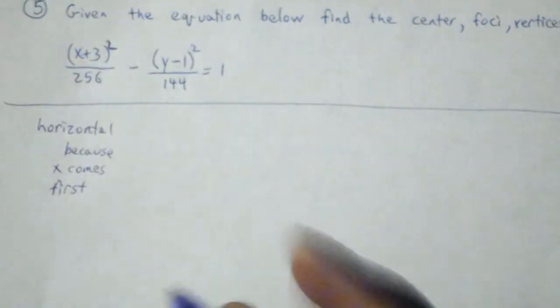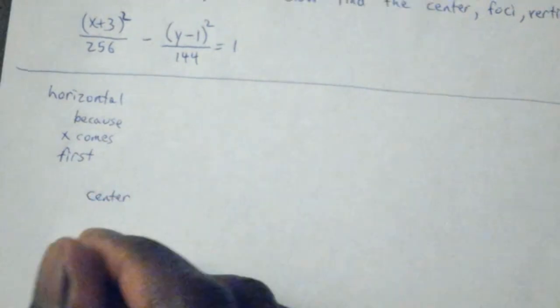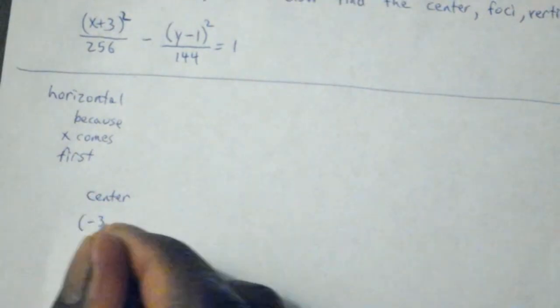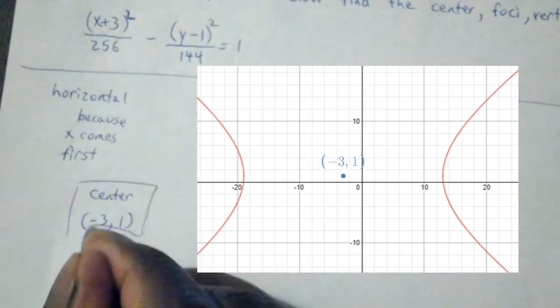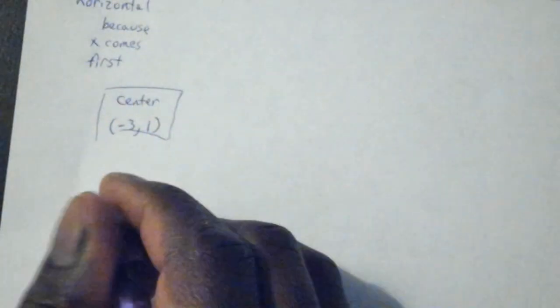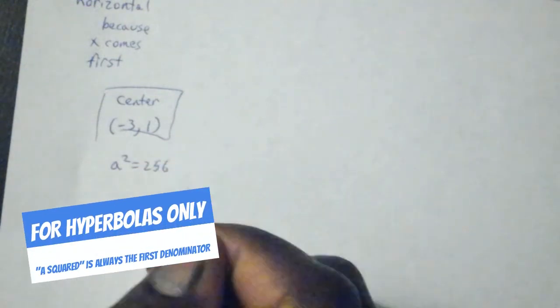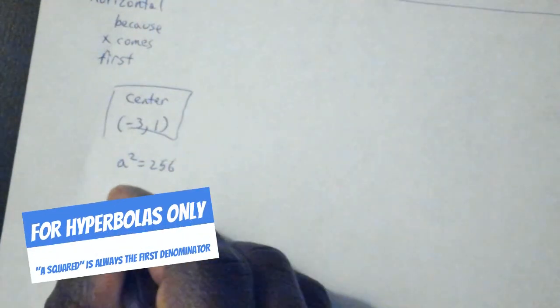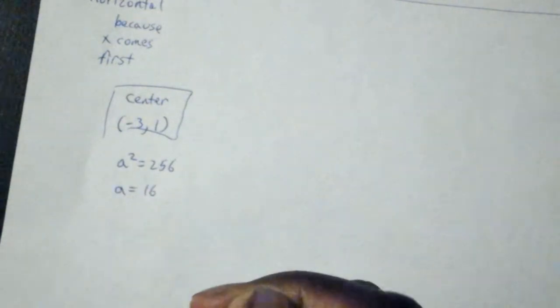Remember that we're going to use the numbers next to the x and the y to get the center. So in this case, our center is going to be at -3, +1. So let's get our a value. Remember, a squared is that first number in our hyperbola equation. So our a squared here is 256. And if we take the square root, the square root of 256 is 16.